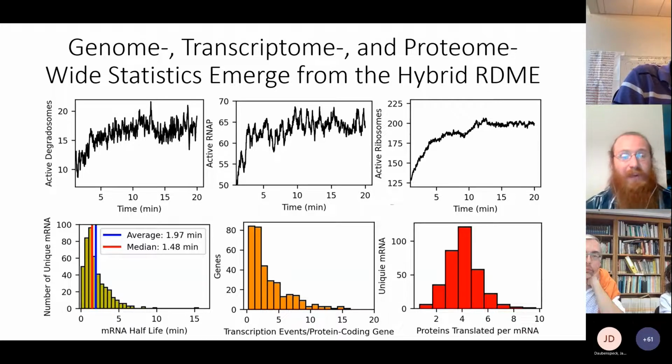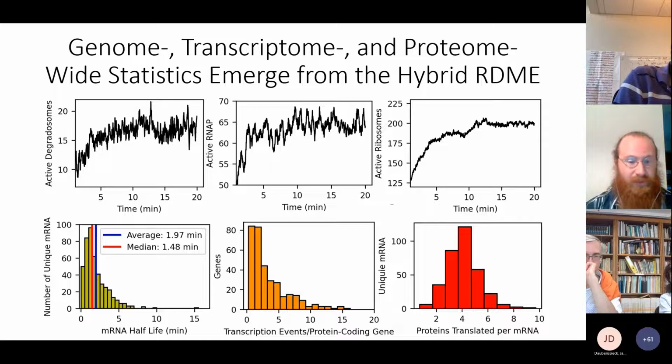So for example, the active RNA polymerases, we have about 180 RNA polymerases in our system, and we estimate that roughly 65 of them will be reading a gene at any one time. And this is actually in agreement with the range reported by Bremer and Dennis a while ago.